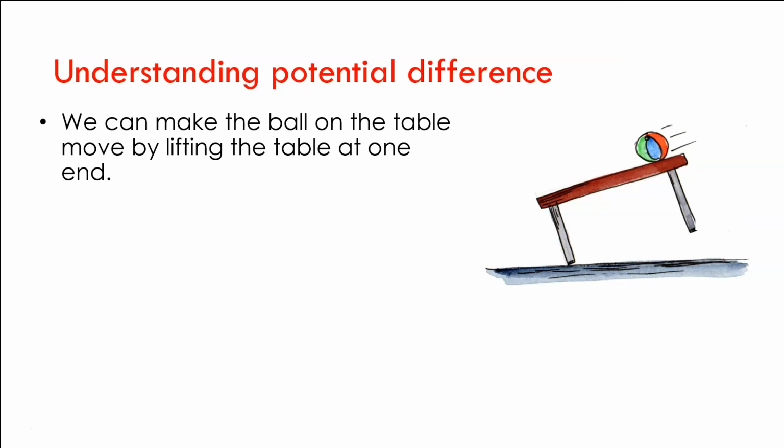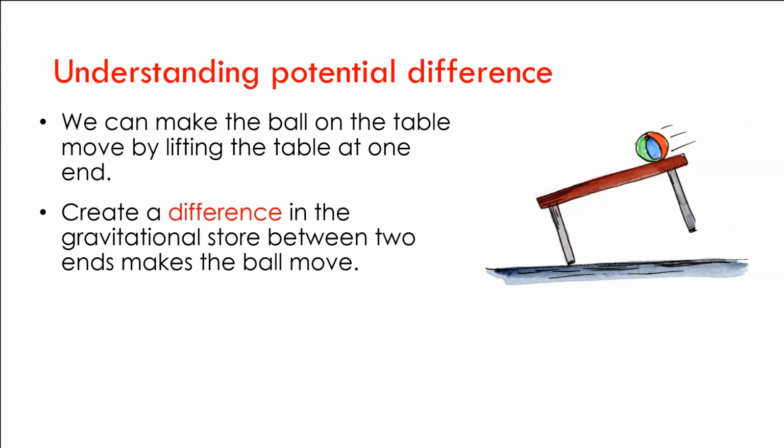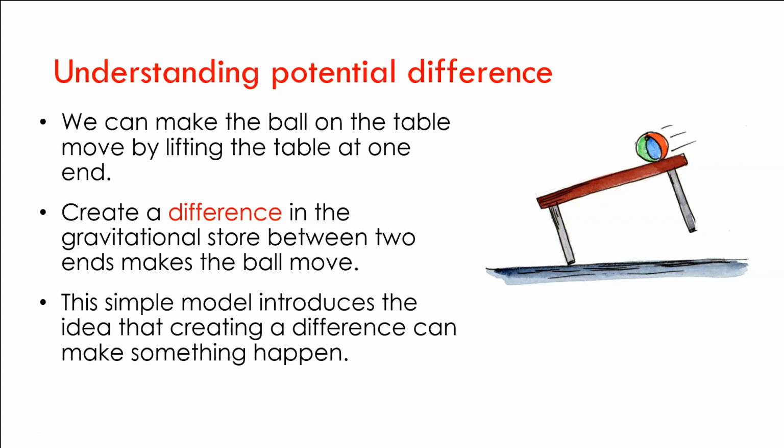We can make the ball on the table move by lifting the table at one end, as shown in the image. Creating a difference in the gravitational store between the two ends makes the ball move. This simple model introduces the idea that creating a difference can make something happen. Let's have a look at our second model.